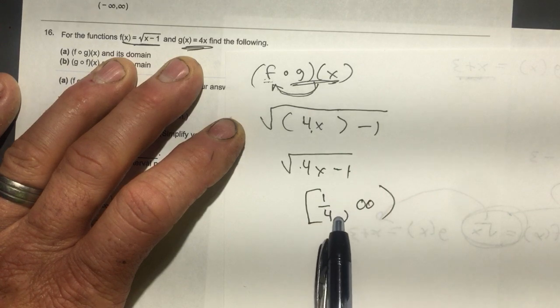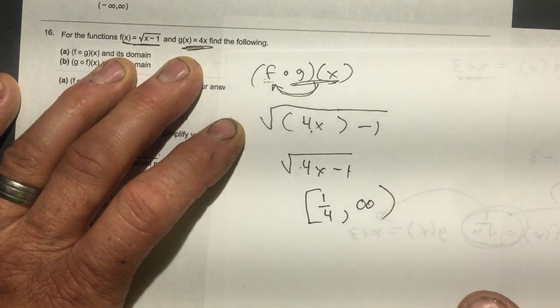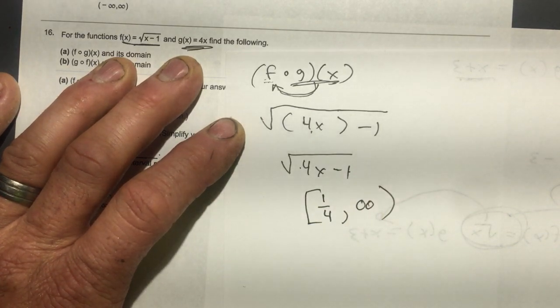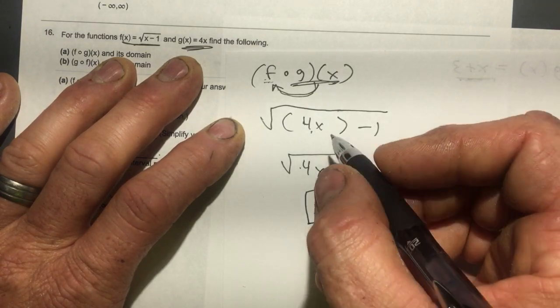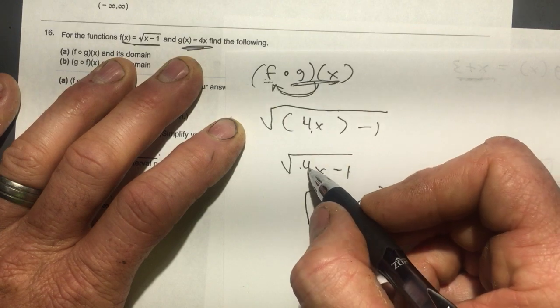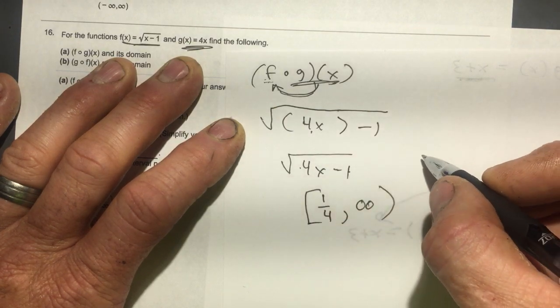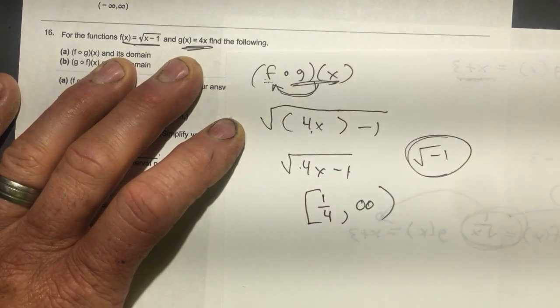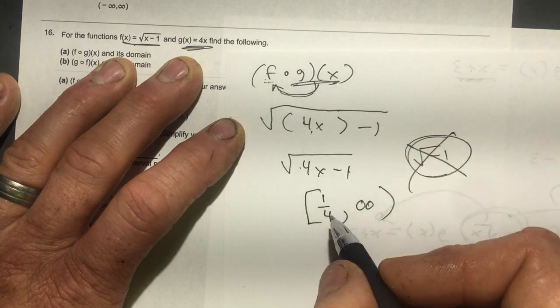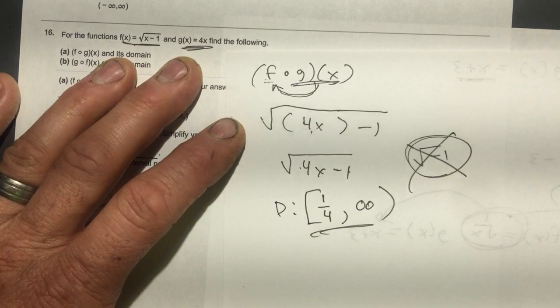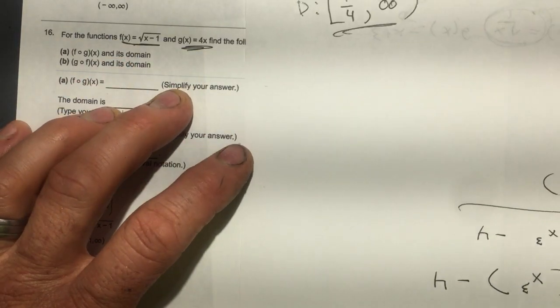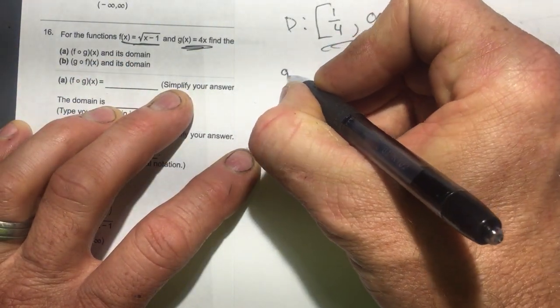So any of these values work, but anything less than 1/4 will not work because it's going to make us have a negative. See, 0 won't work because it's not in this interval. If I put 0 in there, look here, 4 times 0 is 0, minus 1. I've got the radical of negative 1. That's imaginary, I can't do that. So this is my interval for my domain. All right, and then what about g of f?